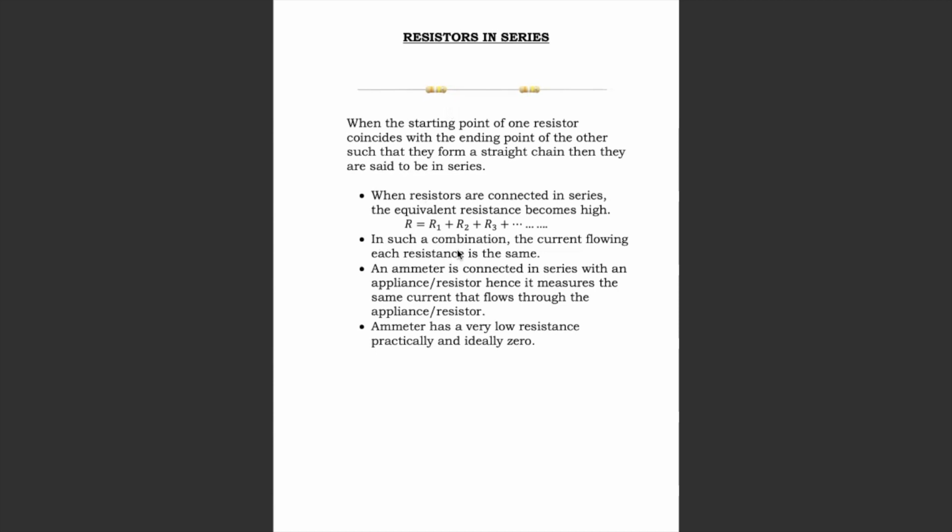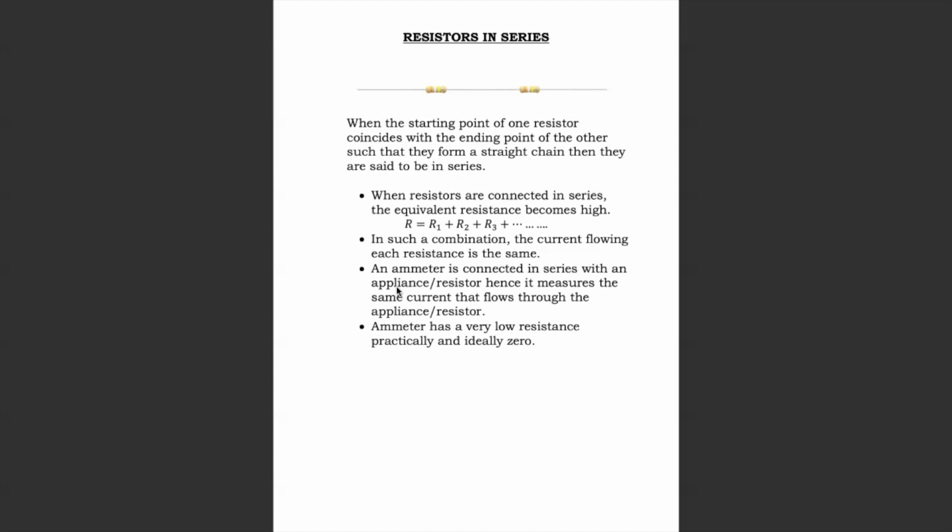Next, in such a combination, the current flowing through each resistance is the same. I'll be demonstrating this as well. The point here is that if there are multiple resistors connected in series, and the current flowing through the first resistance is X amperes, the current flowing through the other resistances will also be X amperes. And yes, one important point that I missed: when you're connecting resistors in series, the effective resistance becomes very high because you're actually adding the values of the resistances.